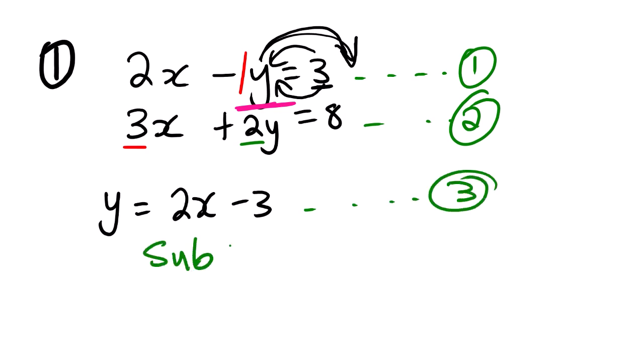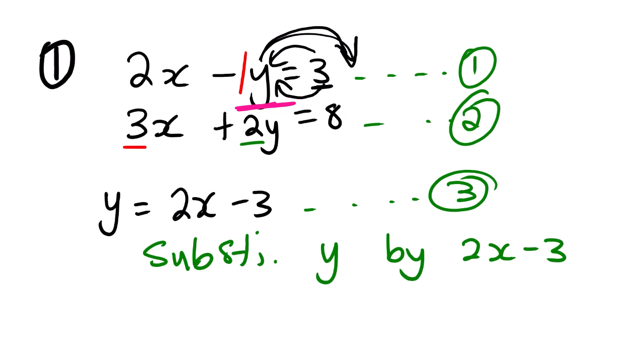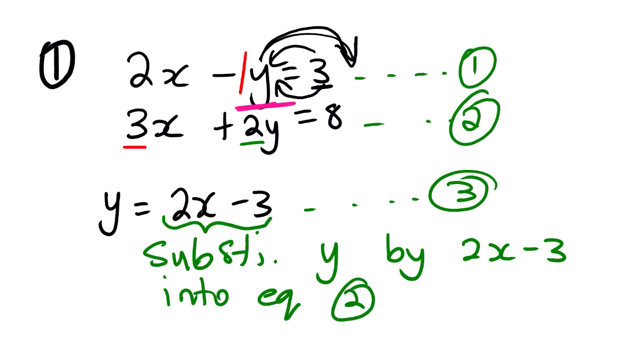From here we are going to substitute y by 2x minus 3. This simply means that where we see y, we are going to substitute this into equation 2. Since we used equation 1 to generate equation 3, when it comes to substituting, we are going to use the other equation we didn't choose, which is equation 2. So in equation 2, where we see y, we are going to substitute this.